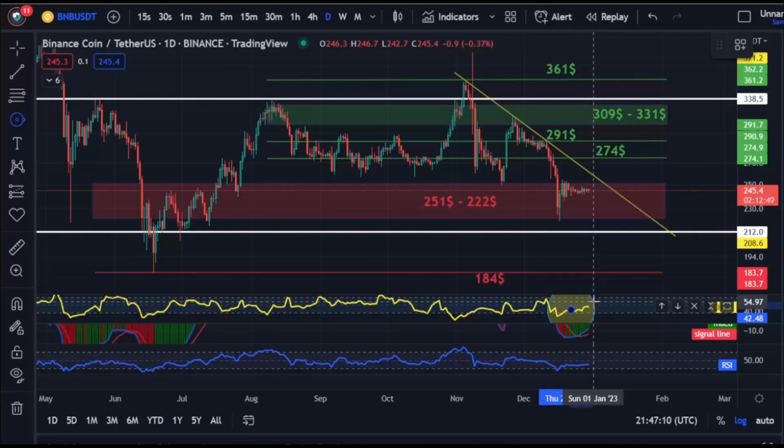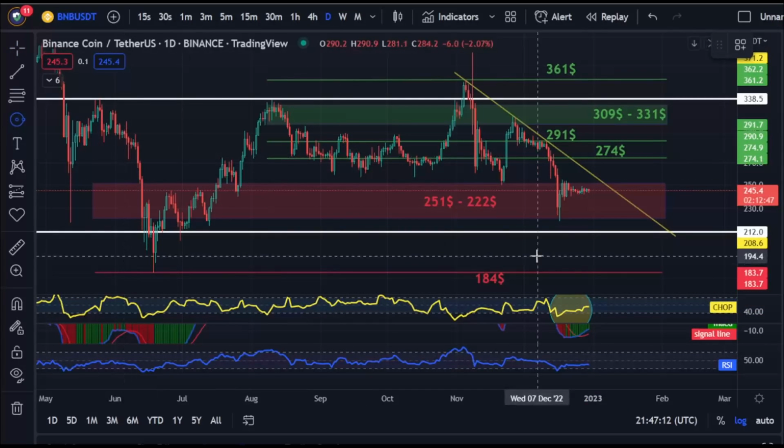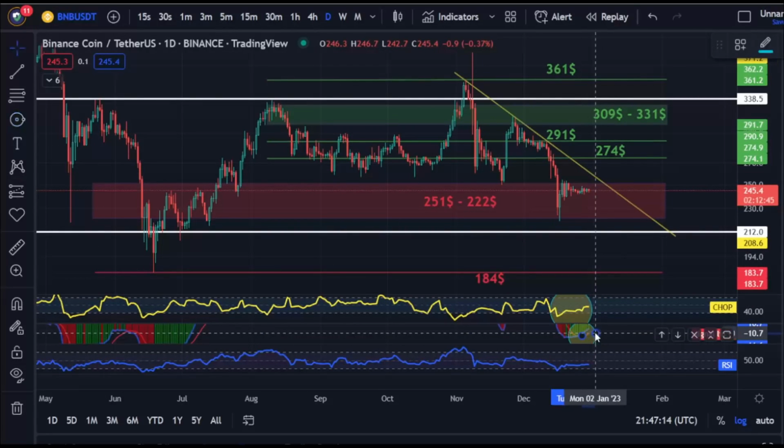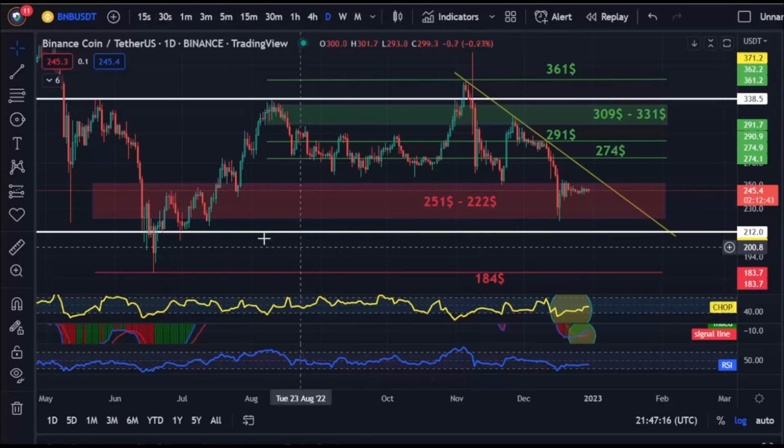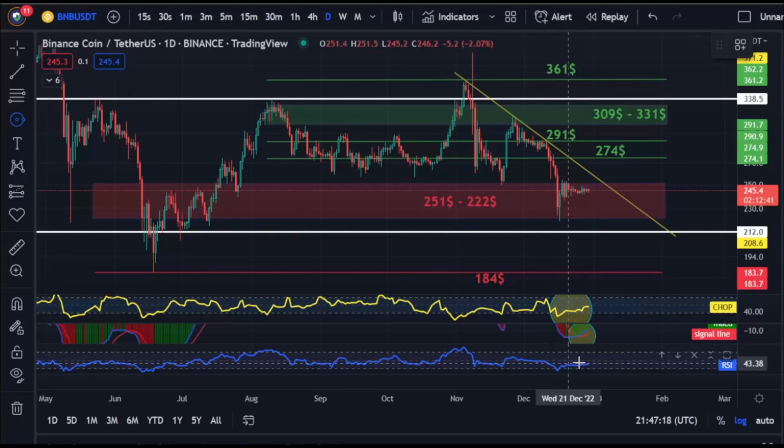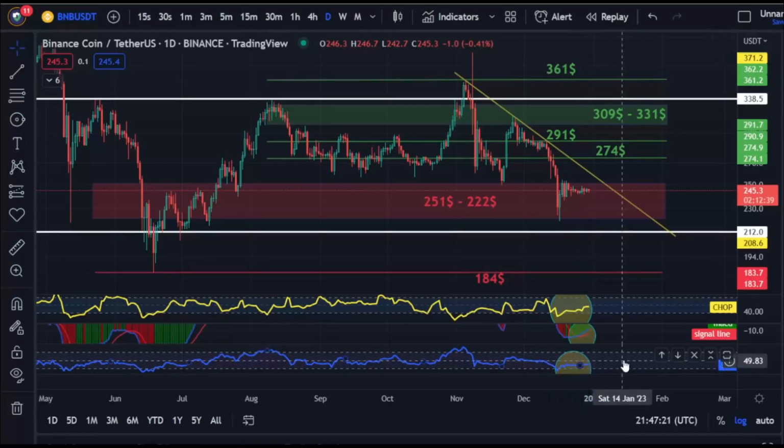As we can see, the CHOP index indicates that the energy is slowly rising, the MACD indicator indicates that we have entered an uptrend, while the RSI is moving sideways in the lower part of the range.